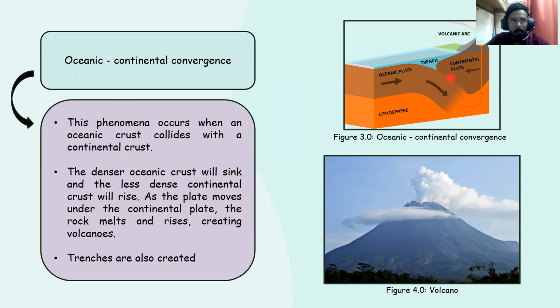So moving into the first type of convergent boundary, oceanic continental convergence. This phenomenon occurs when an oceanic crust collides with a continental crust. The denser oceanic crust will sink and the less dense continental crust will rise. As the plate moves under the continental plate, the rock melts and rises, creating volcanoes. Along these, trenches are also created. Figure 3.0 on the right-hand side shows the oceanic continental convergence process, and figure 4.0 below shows a volcano created from the oceanic continental convergence.